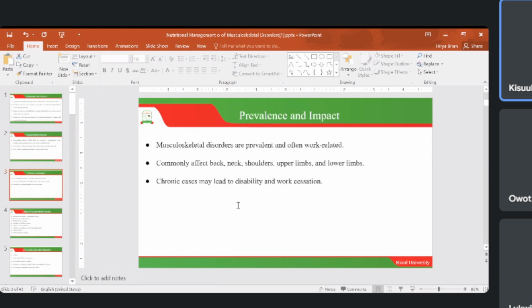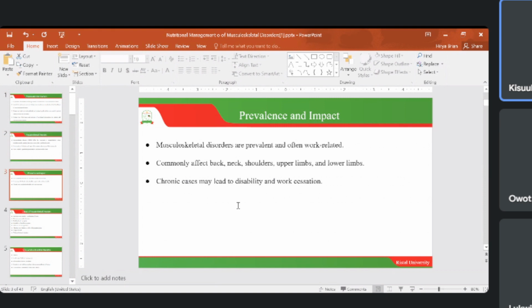So for the prevalence and impact, we are looking at these musculoskeletal disorders, which are prevalent and often work related. However, some occur naturally, but most of them are triggered by our work-related conditions. For example, for people who are loaders, or who work in environments where they need to be climbing steps every now and then. However, nowadays lifts have come into buildings, whereby people no longer need to strain a lot, and also good walkways and other things have come up.